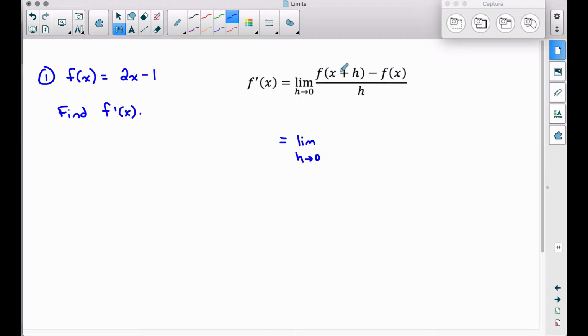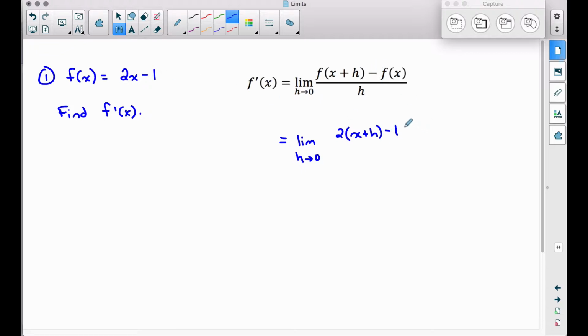So f of x plus h will look a little something like this: 2 times x plus h. What I'm doing there is taking that x plus h and plugging it into that x spot. Now let's not forget to subtract 1, because this right here is f of x plus h. Again, I took the original f of x function, took the x plus h, and plugged it into that x spot. Then we have to remember to subtract 1.